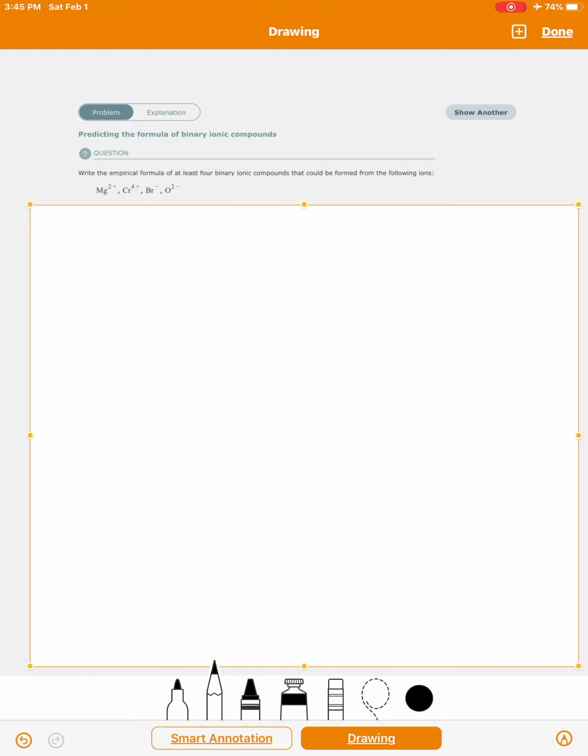Cations positive, anions negative. So the two metals that are given are magnesium with a charge of +2 and chromium with a charge of +4. The two anions are bromide, which is a bromine atom with a -1 charge. Remember, if the charge is 1, we don't write the 1, we just write a negative. Or if it's a positively charged ion, if it's +1, we just write plus. And the oxide ion, which is an oxygen atom that has a charge of -2.